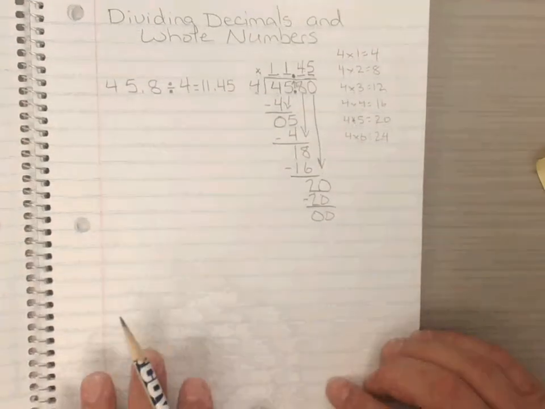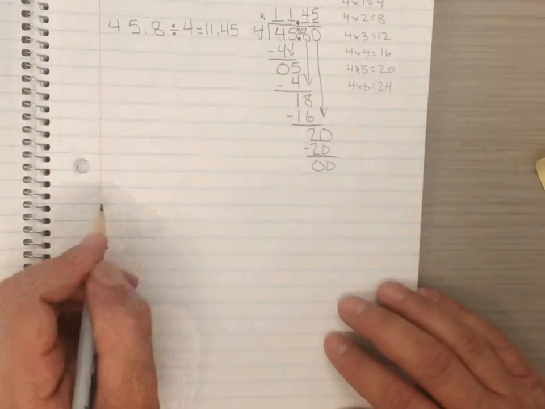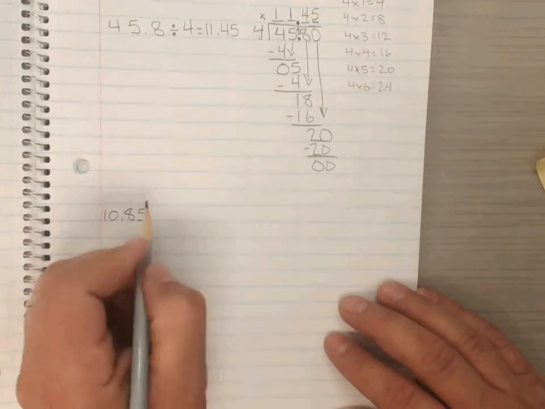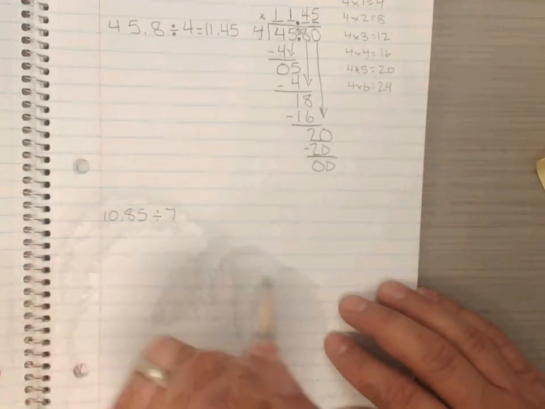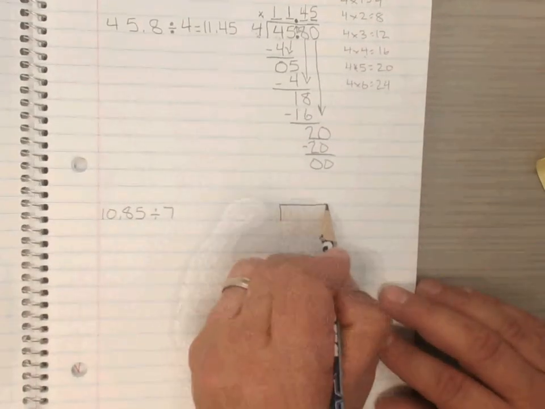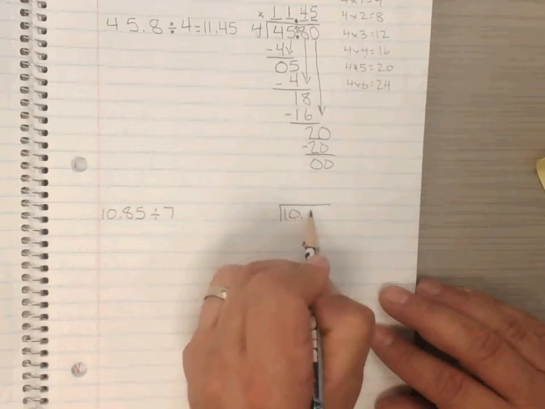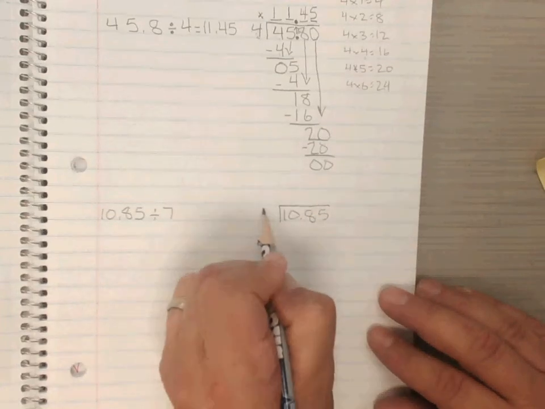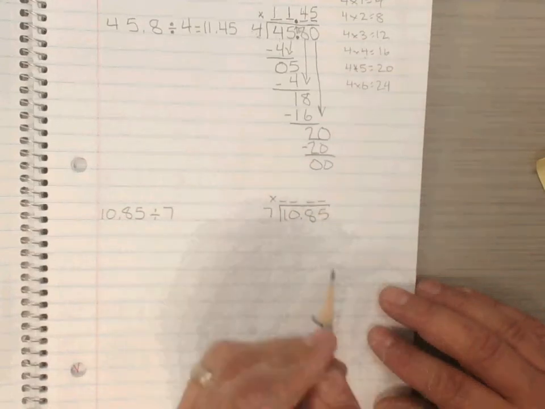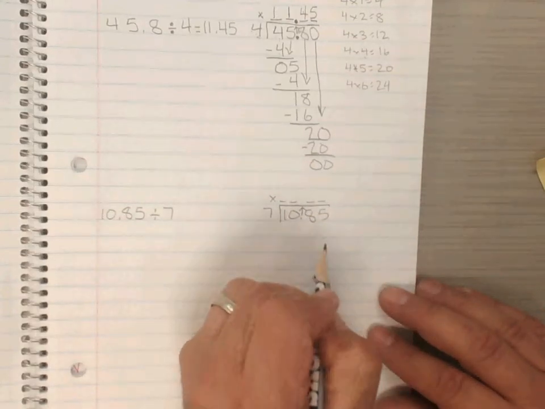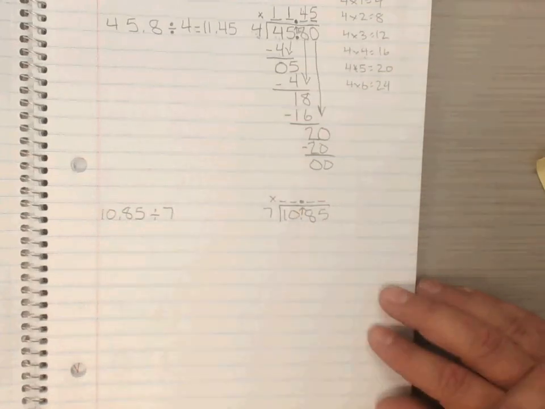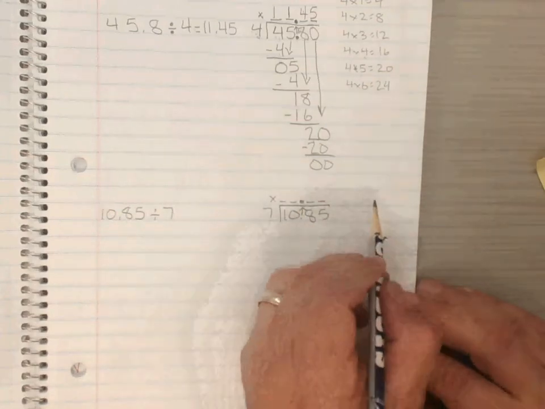Let's do one more. We're going to try 10 and 85/100 divided by 7. Okay, so let's set it up. You guys could probably set it up quicker than I can. We're going to put our blanks, and then finally, don't forget, please remember, bring that decimal straight up. Okay, now we make our list.